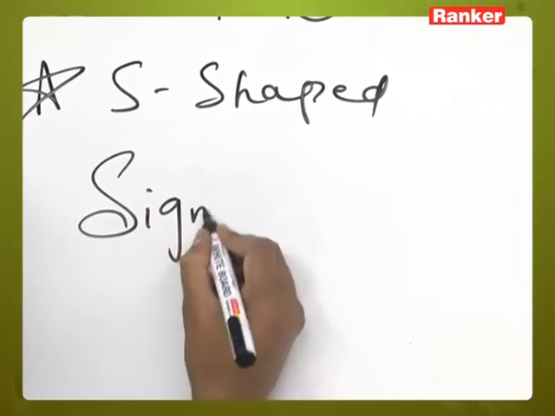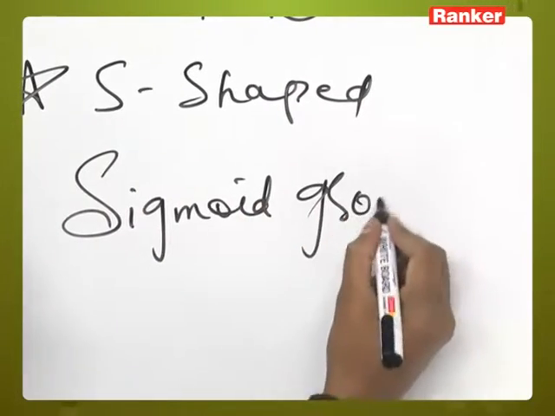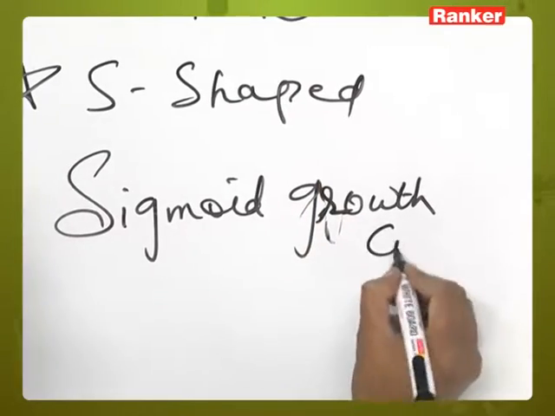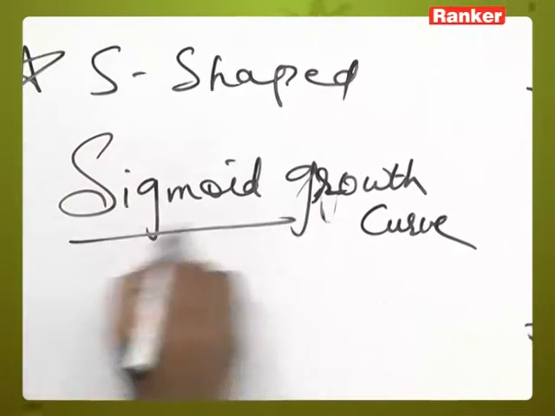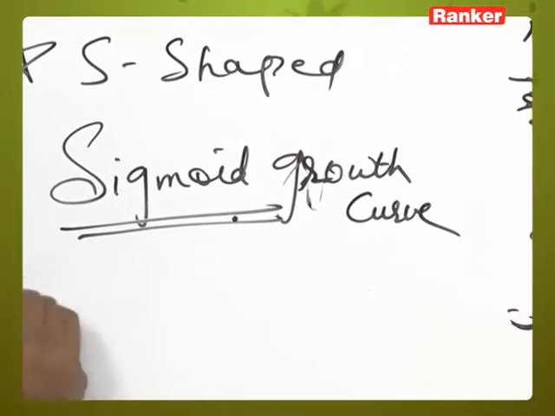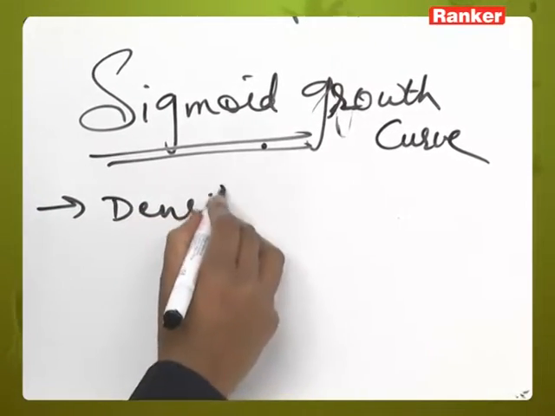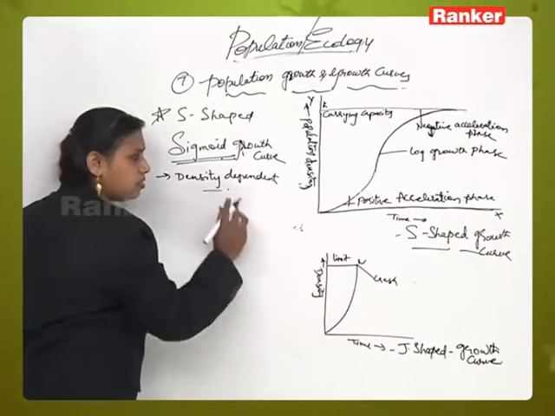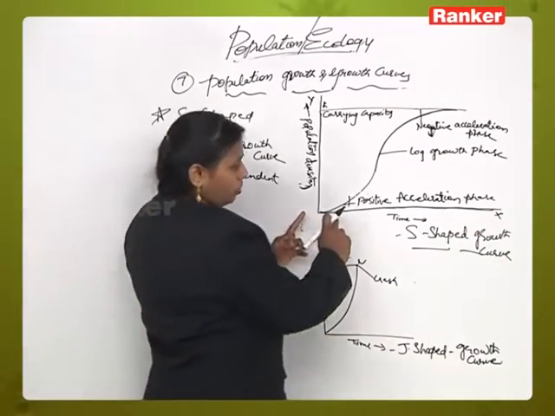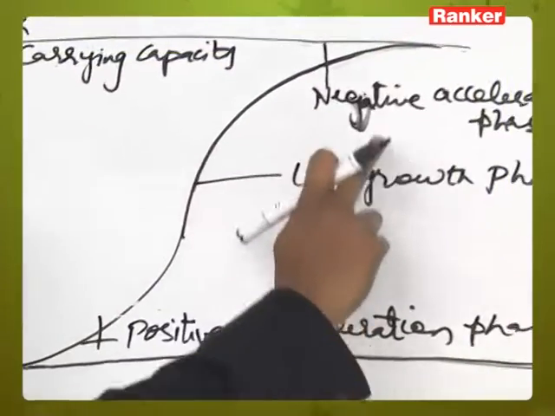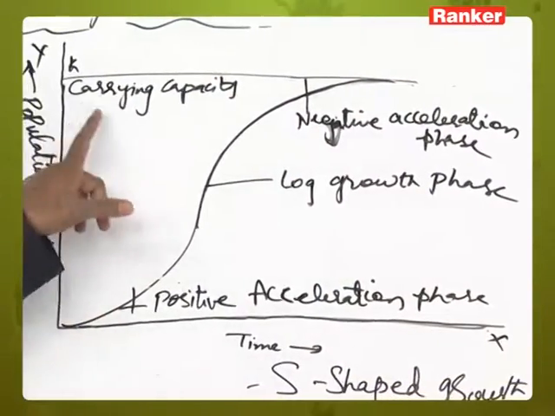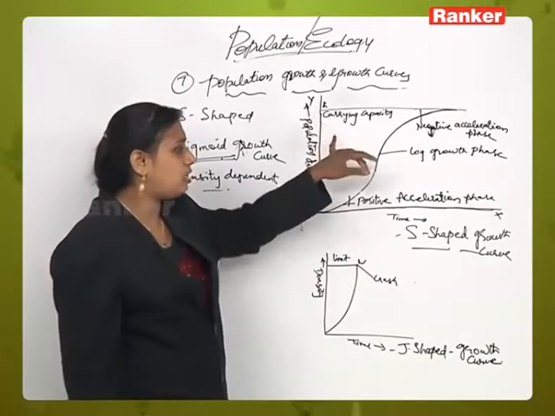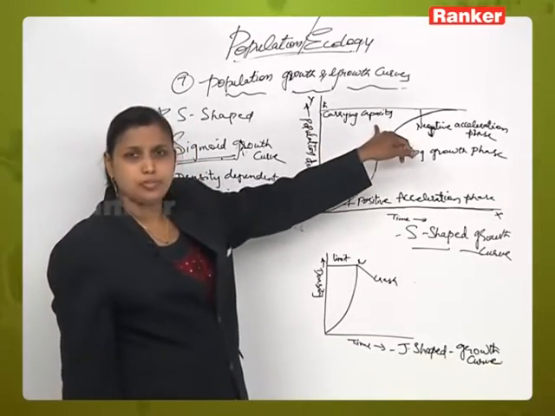The S-shaped curve is also called the sigmoid growth curve. This is very important. First and basic, it is density dependent. Now, you see the curve here: positive acceleration phase, log growth phase and negative acceleration phase. Here at the top you will have the carrying capacity. As I said, carrying capacity is the level where the decline in the growth of a particular population occurs.